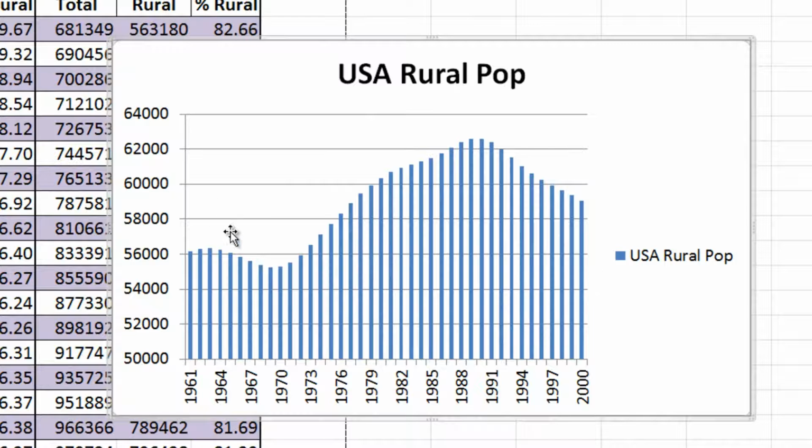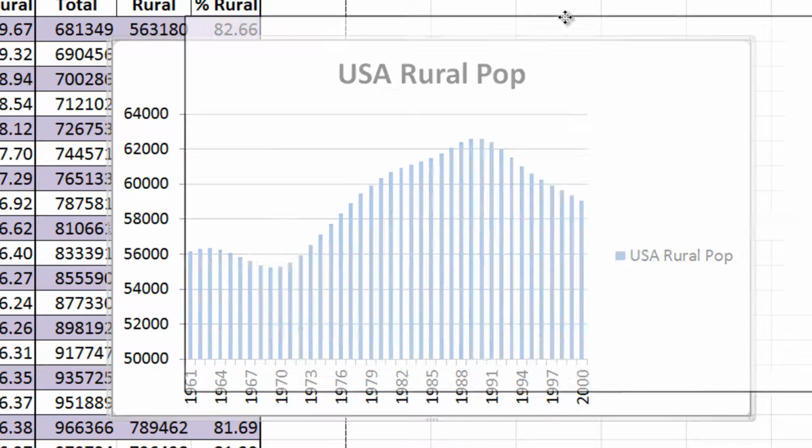USA rural population. You can see that back in the 60s it was growing a little bit, then it took a dip around the 70s, and through the 70s it starts to climb, kind of spikes early 90s, late 80s rather, and then starts to decline towards 2000. Okay, so that's pretty interesting.